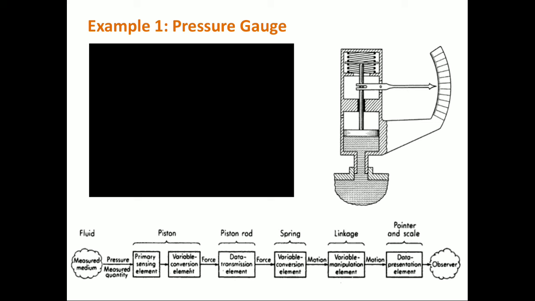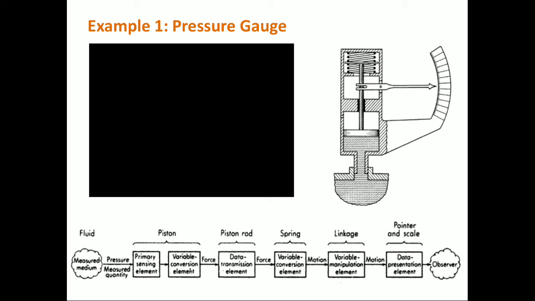Then the variable conversion element. The spring will act as a variable conversion element. By changing the K factor of the spring, you will be able to adjust the range of readings. So that is what the variable conversion element means. The range of values of the pressure can be suitably selected by choosing the K factor of the spring.